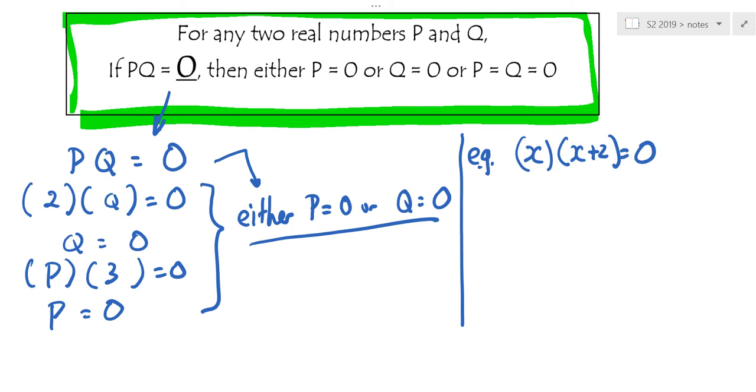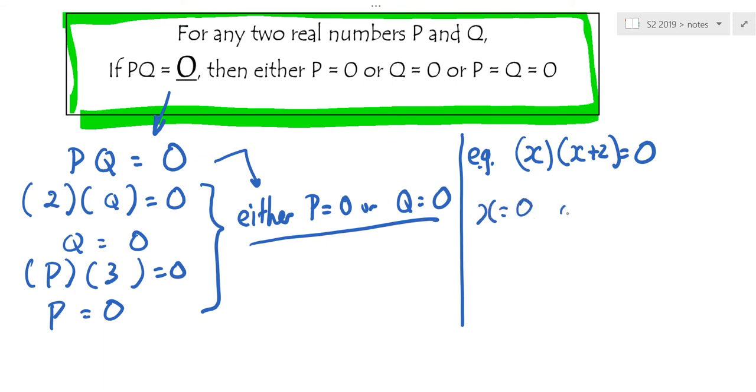Are you following what I'm saying? Can I ask you, if I have something times something equals to 0, what can you say about the first thing? It must be what? 0. Does it come very naturally? So if I write this sentence, are you shocked? X equals to 0 or x plus 2 equals to 0. Are you confused? Is this okay?